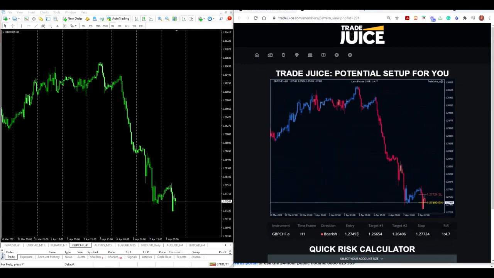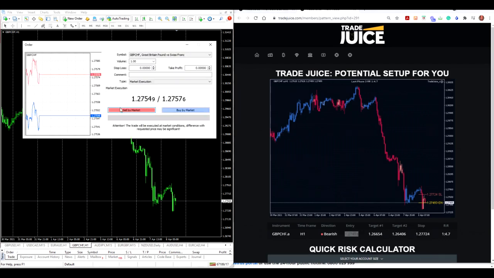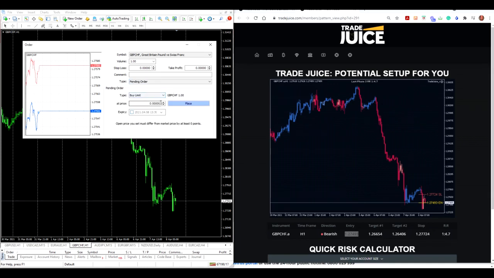What I'm going to do is simply set the entry point, because price has not yet reached that point. As opposed to an immediate market execution, I'm going to enter a pending order, and I'm going to go short. So I'm going to put in a sell stop, which means that once price hits that level, somewhere down here, then I will be in the trade.